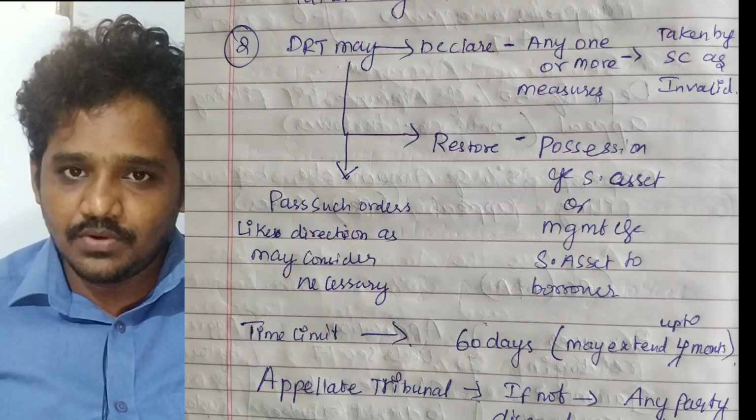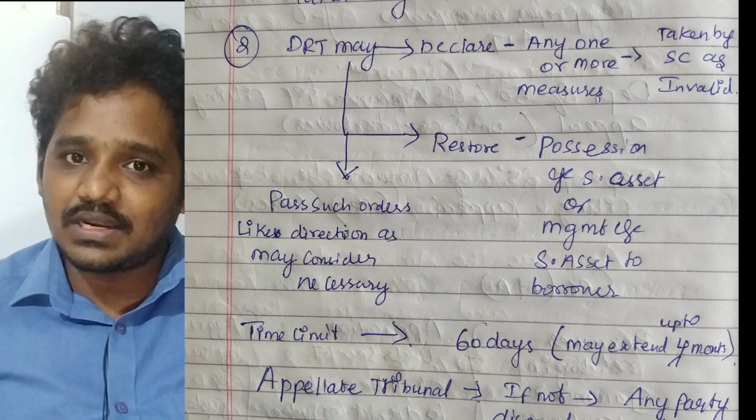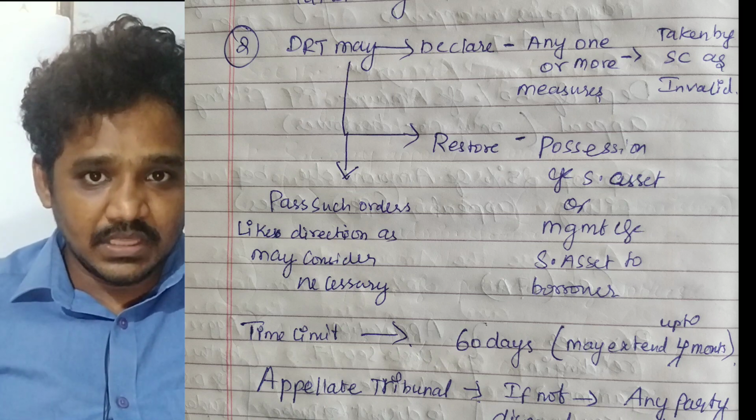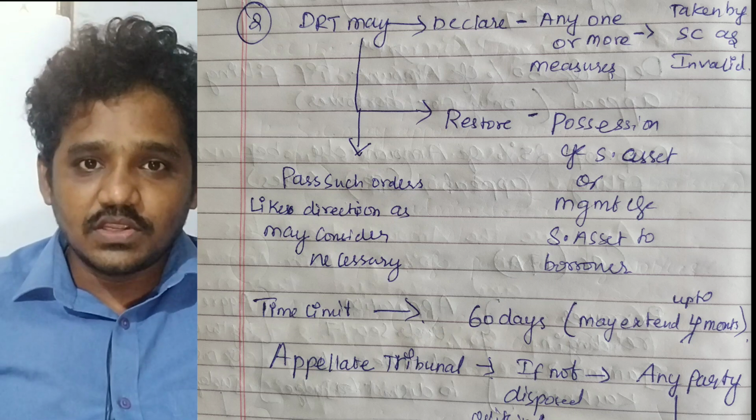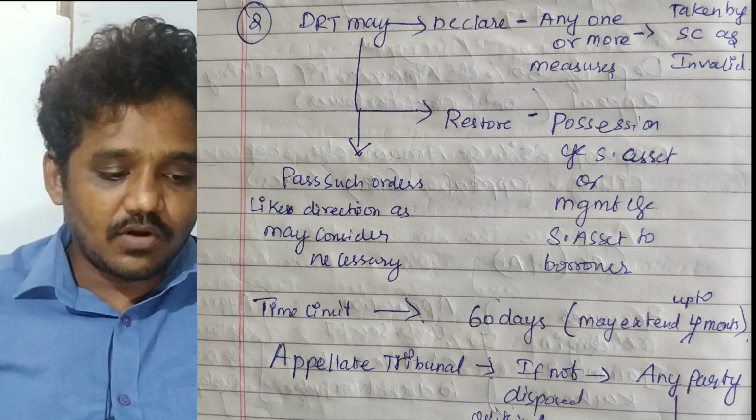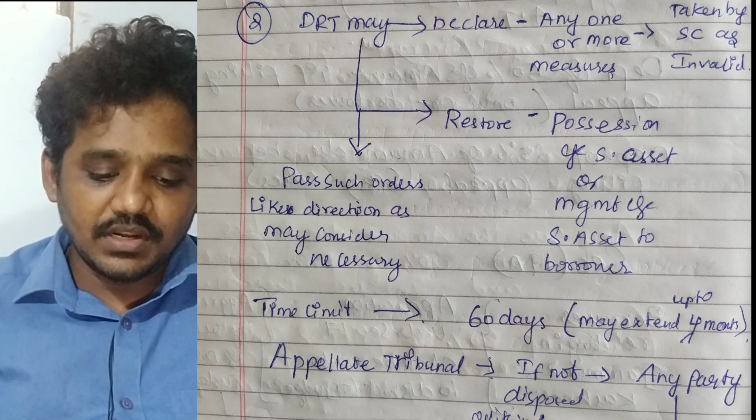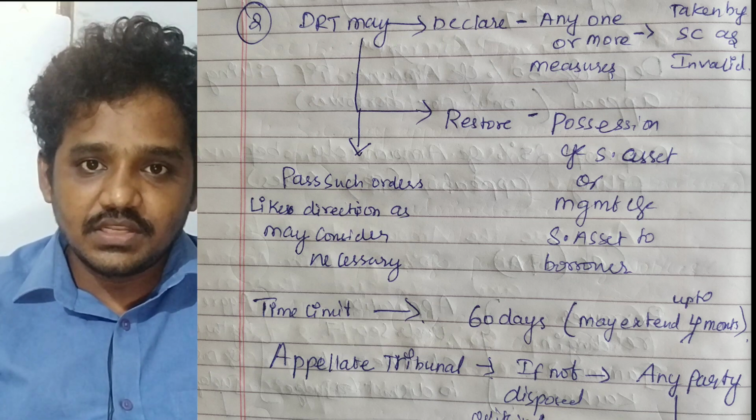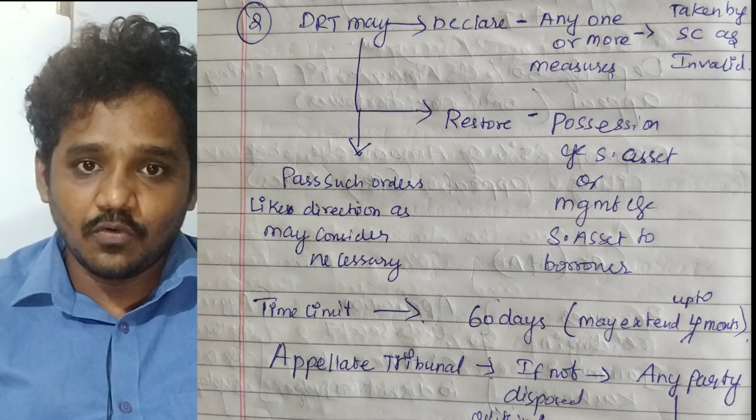If they sell some secured asset, that is not valid. They can also say that all the transactions taken place in the previous 15 days are not valid. So okay, they can pass such orders. They can also give some directions as well. Okay, what is the timeline? What is the timeline of filing the application? Within 60 days, may extend up to 4 months. Whatever decision the debt recovery tribunal has to take, it must be within 6 months. Okay, it can extend up to 4 months.